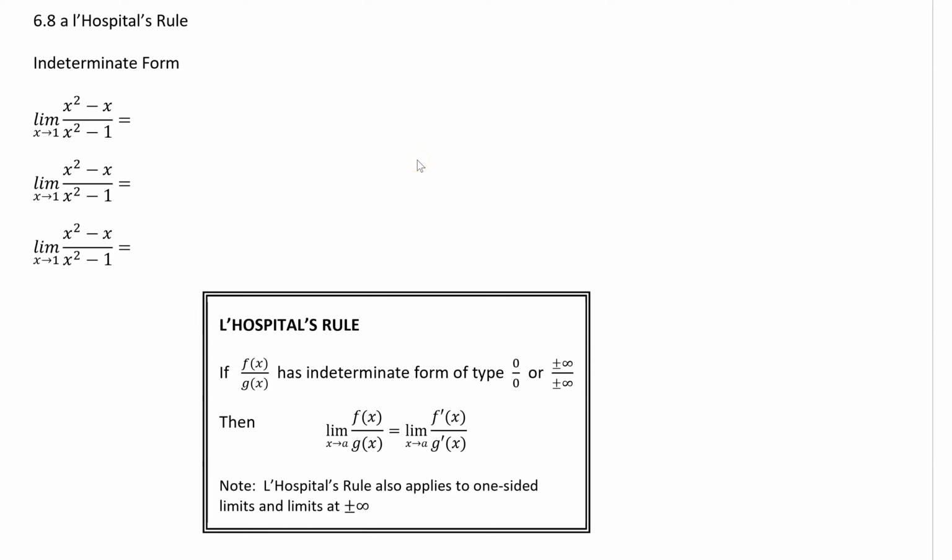This is L'Hopital's rule. It's not L'Hospital's rule, it's L'Hopital. And what we're going to be dealing with is an indeterminate form. What that means is our limit cannot be determined by the two functions that create it.